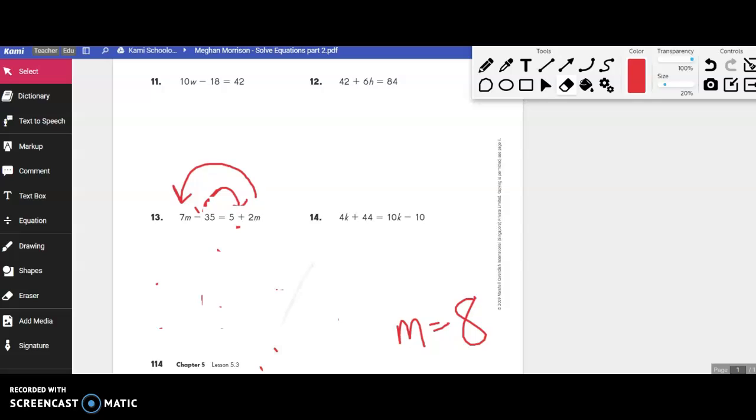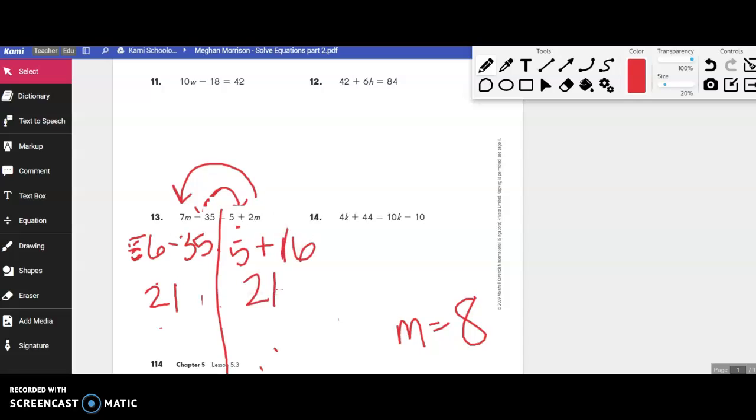So if I try 8, okay, well, 7 times 8 is 56. Sorry, my pen is being weird. 56 minus 35 on this side. Well, 56 minus 35 is 21. 5 plus, okay, 2 times m, 2 times 8 is 16. 5 plus 16 does equal 21. Those two are equal, so I know that that is the right answer.